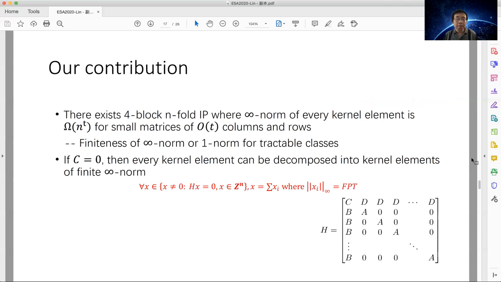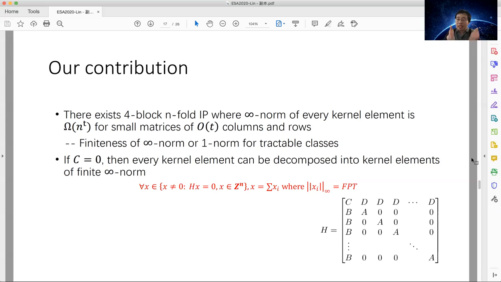In addition to this, we also observe a very interesting fact if we further restrict C to equal 0. Remember, as I have shown you here, the 4-block n-fold has one copy of C and n copies of A, B, and D. If this small submatrix C is equal to 0, then very interestingly, in this case the kernel element of the 4-block n-fold admits a decomposition into thin kernel elements.